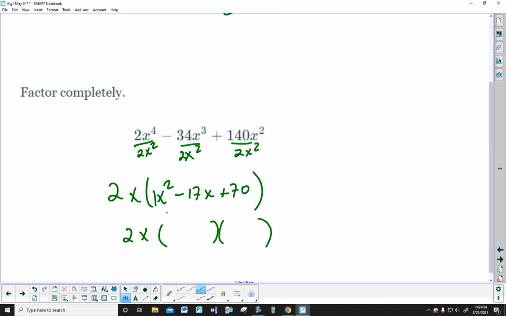The leading coefficient is 1, so x and x. You're looking for what multiplies to 70 and adds to negative 17. How about 10 and 7, or 7 and 10, whichever way you want to say it. The multiplying to positive, adding to negative, so they're both negative. Doesn't matter which one. Minus 7, minus 10. There you go, done.